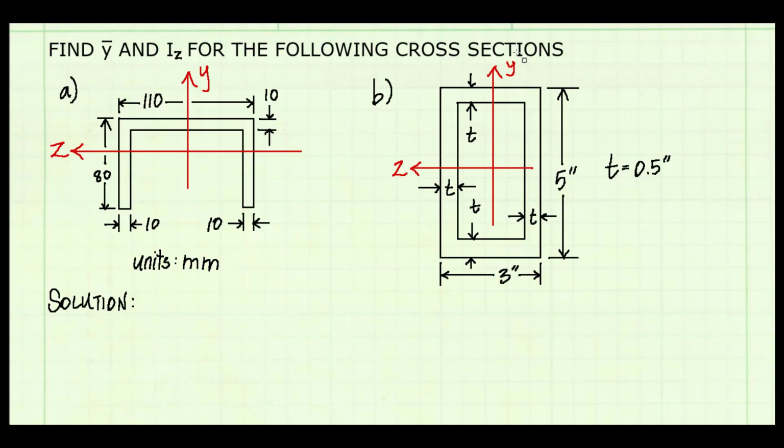In this problem, I'm going to find the vertical distance to the centroid, y bar, and the moment of inertia about the z-axis, I z, for the following cross-sections. I have two cross-sections. Section A is a channel shape, and section B is a hollow rectangle. And I'll start with A first.